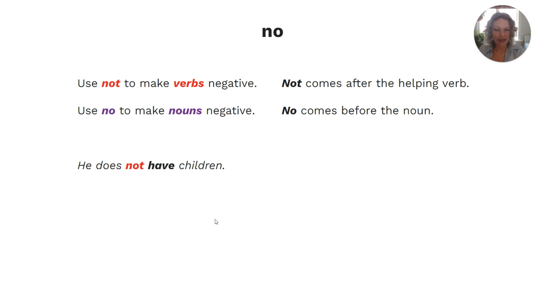He does not have children. So here we're making the verb negative. And so we're putting not after the helping verb does. Another way we could communicate that idea would be by saying he has no children. So in the first one, we're saying it's a fact that he does not have children. We're focusing on the verb. In the second sentence, we're saying he has 0 children.